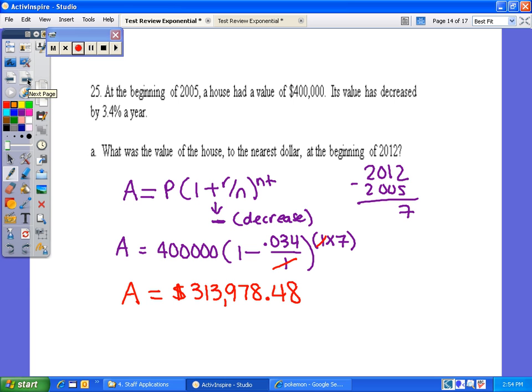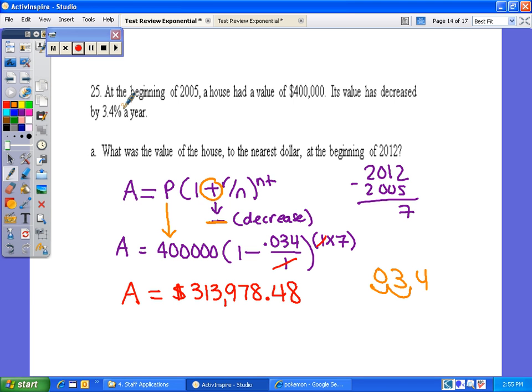Okay, next one says that at the beginning of 2005, we had a house that started at $400,000. So there you go with P, and it has decreased. Once you see decrease, you're going to change the plus in this formula to minus. And then it says that it's at 3.4% per year. So I'm going to move this over 2 decimal places, and that's how I get 0.034.